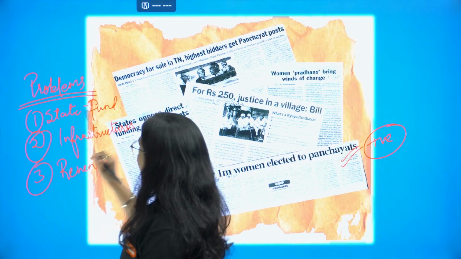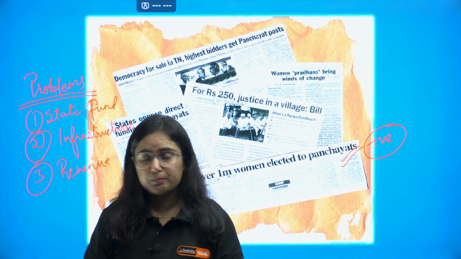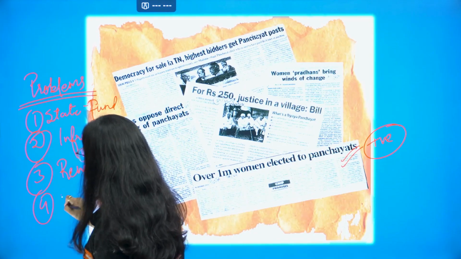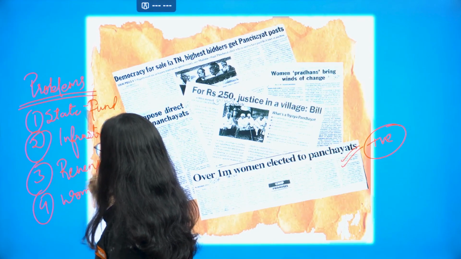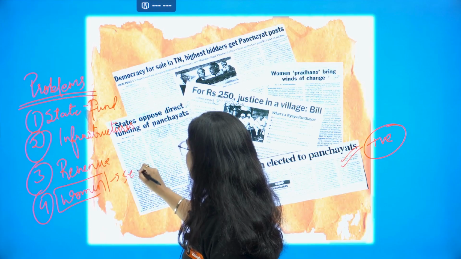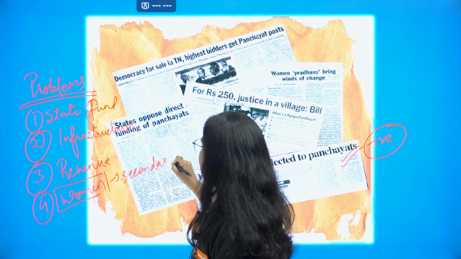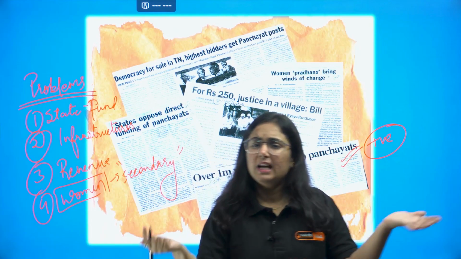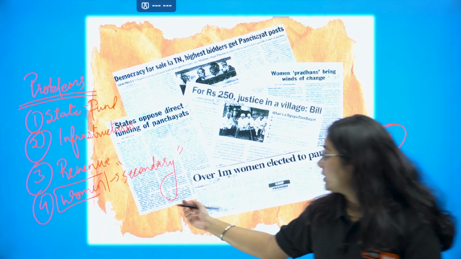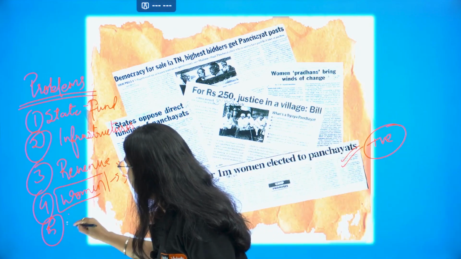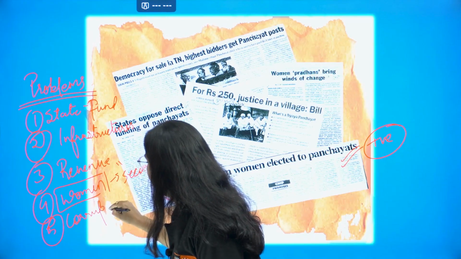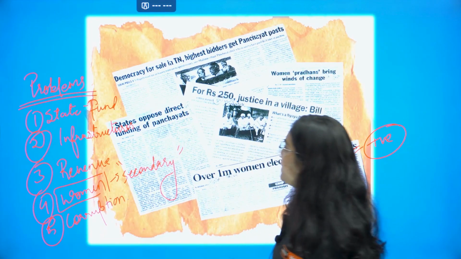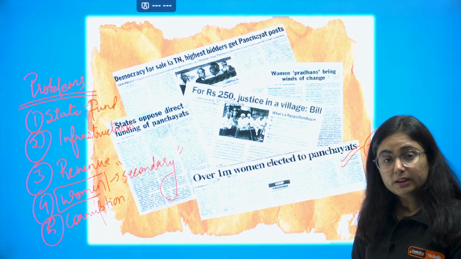The third one is that they do not have enough revenue. If they do not have revenue, how will they work? Fourth, we have seen that the role of women was seen as secondary, because she was just treated as a way to get the seat, since seats were reserved for them, and there was much such corruption. So this we are learning for our understanding.